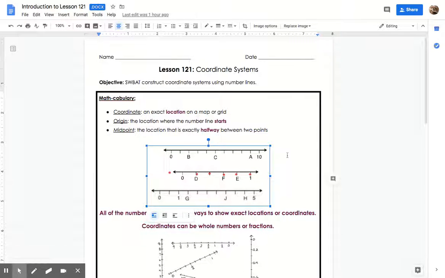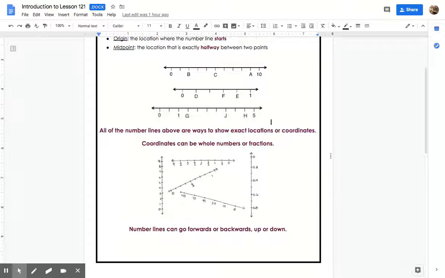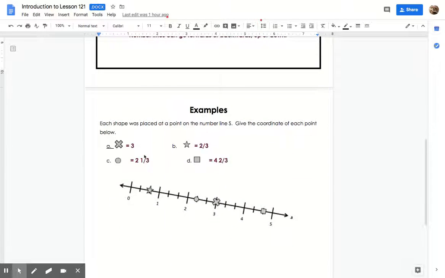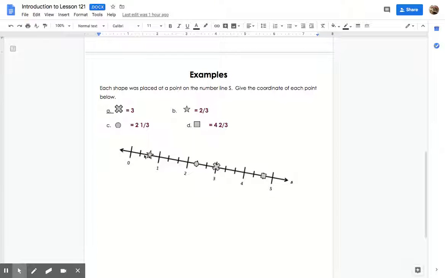Great. Just as a reminder, number lines are ways to show exact locations, ways to show coordinates. They can be whole numbers or fractions. They can go forwards or backwards, up or down. Notice this one, the 0 is on top and it ends at 0.9. This one, the 0 is over here and ends at 4. This one starts at 0 and ends at 9. So they all start and end in different places, and it's your job to figure out what each line or hash mark stands for as we go. I'm going to show you some really easy examples of this, and then you're going to do it on your own on Google Classroom.